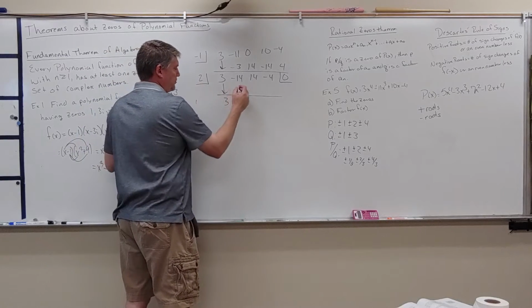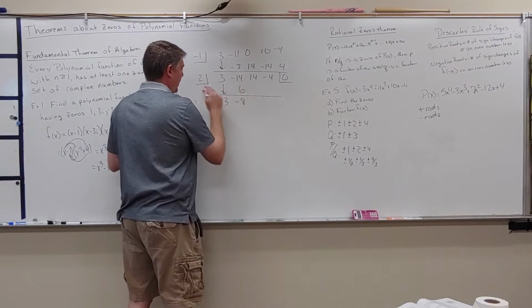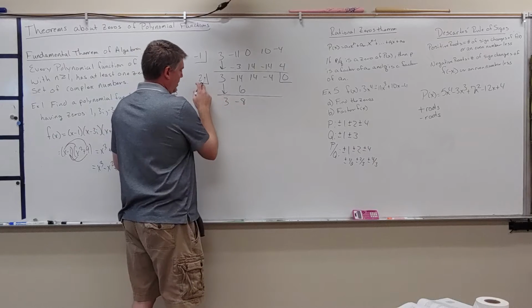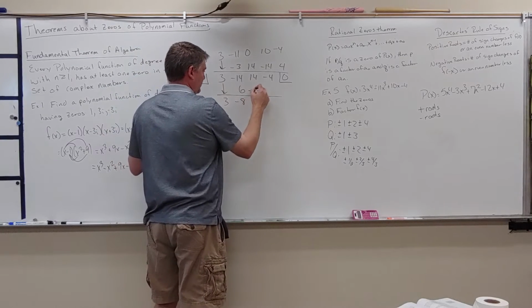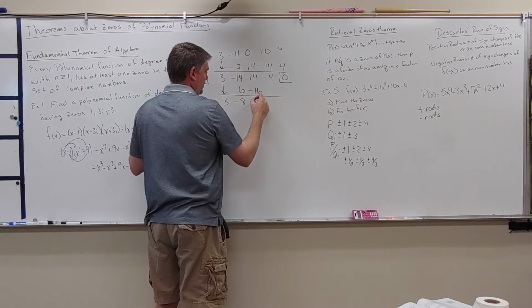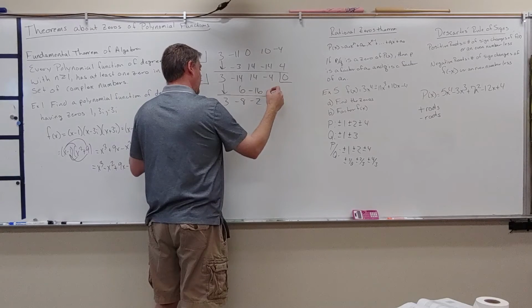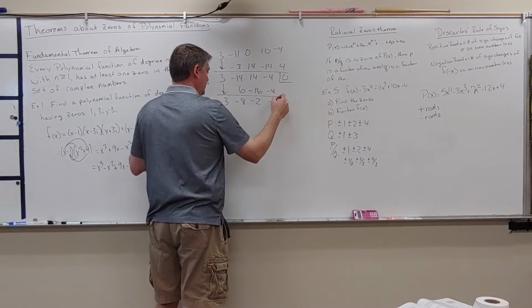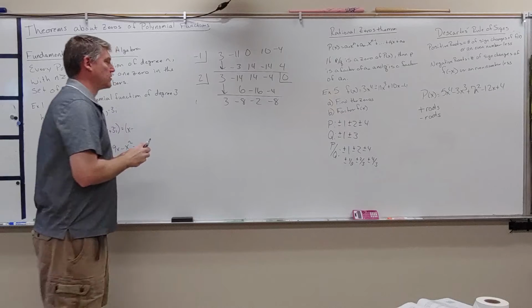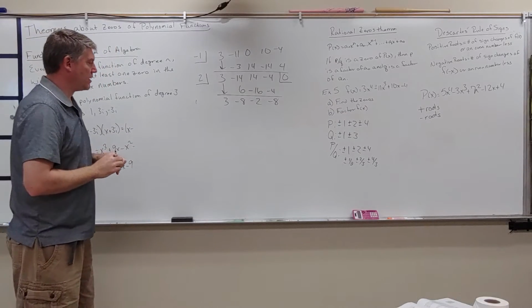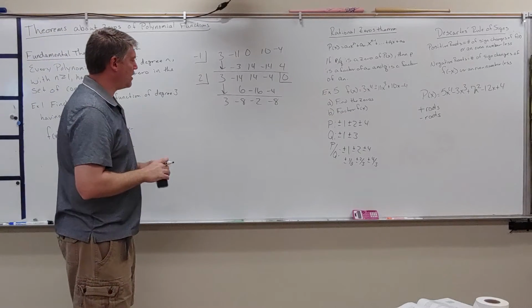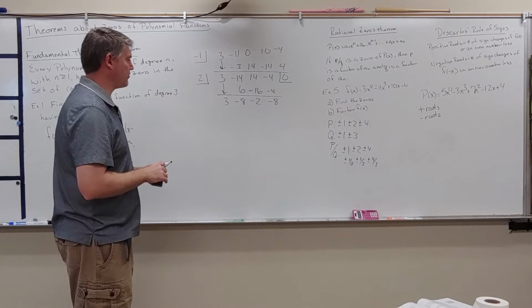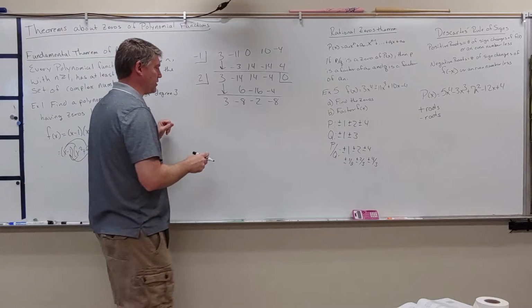Okay, so 2 times 3 is 6. Negative 8. 2 times negative 8 is negative 16. That gives me negative 2. That gives me negative 4, which is negative 8. Close. Didn't quite get there. Make sure our math is all right because that looks really, really close.